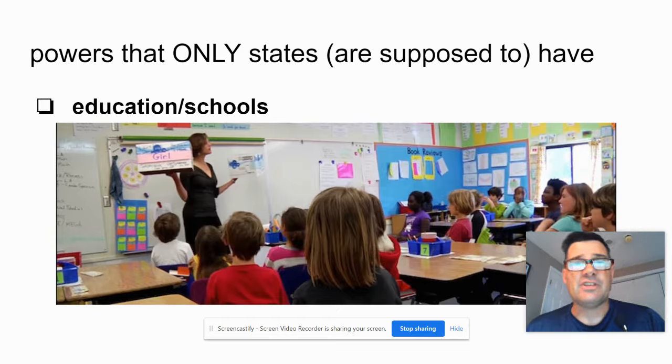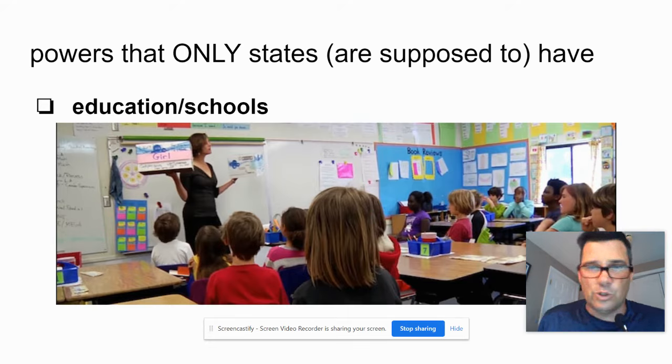But they offer the states money, and then they say, but if you want the money, guess what? You got to do X, Y, and Z. And then the states who always want the money will do X, Y, and Z. And so now the federal government has learned how to control things like education.